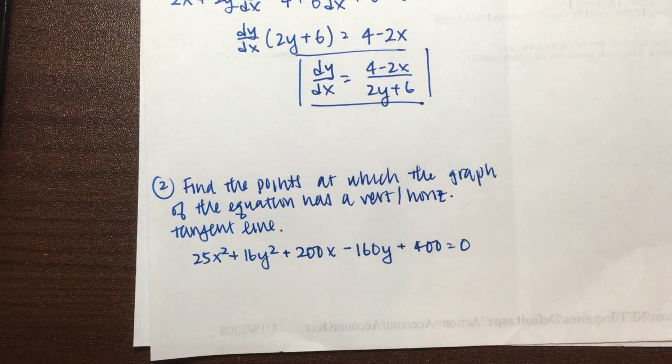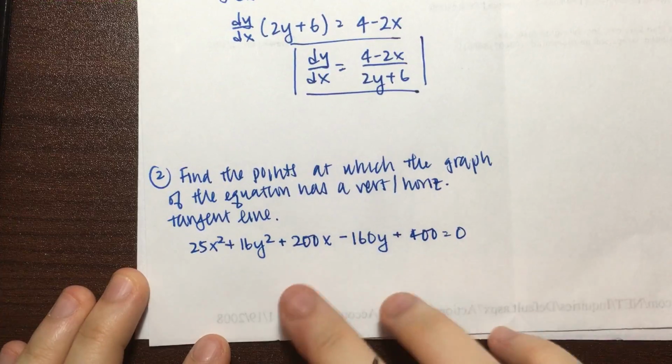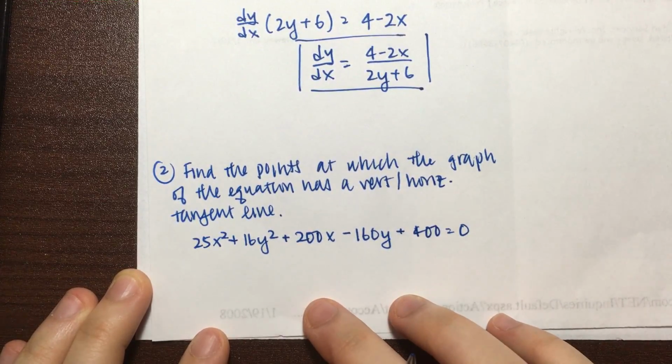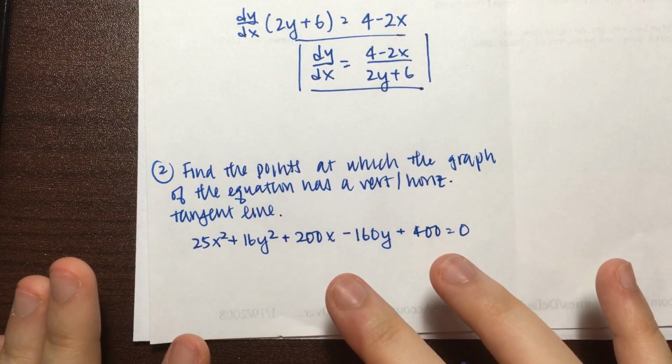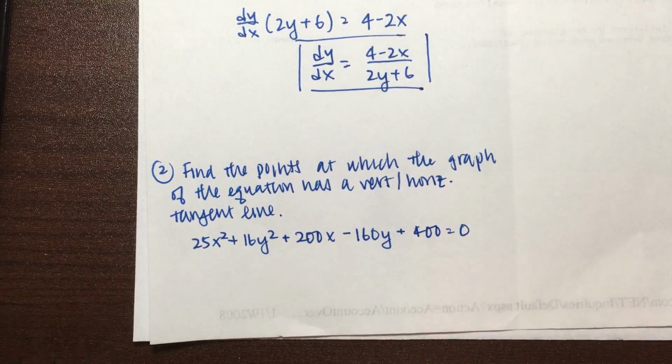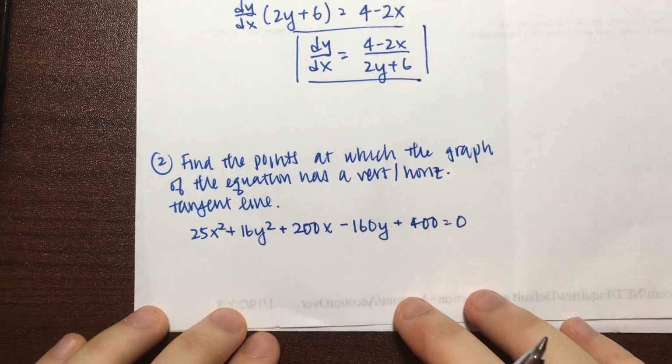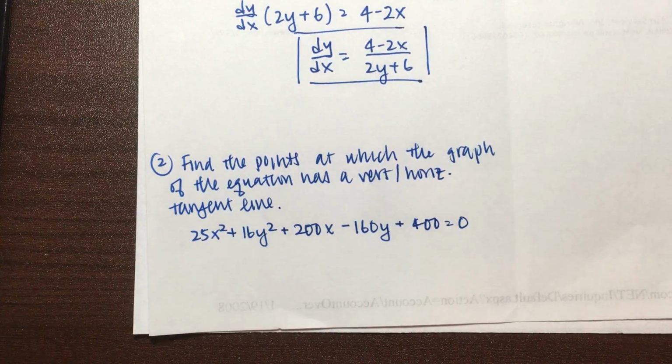Find the points at which the graph of the equation has a vertical or horizontal tangent line. So the graph of the equation has a vertical or horizontal tangent line when the derivative is either undefined or equal to 0. So obviously then we have to find the derivative first. So we're going to find the derivative.